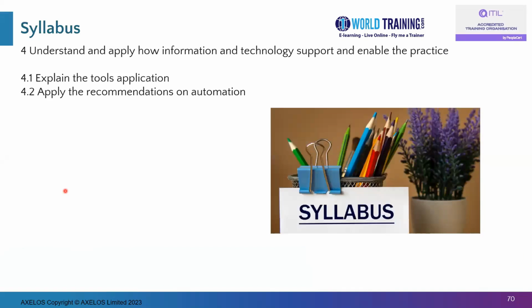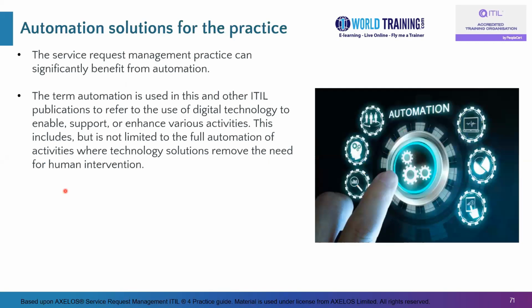And therefore, as part of the exam syllabus, we're going to look at some tools that may be applied in this practice, and certain recommendations that may be applied, particularly for automation. This is some general information about automation. This practice of service request management can significantly benefit from automation, and we will see how that happens. Automation in ITIL means the use of digital technology to enable, support, or enhance various activities. It could be full automation, but it can also be the use of technology solutions where human intervention may or may not be fully needed.